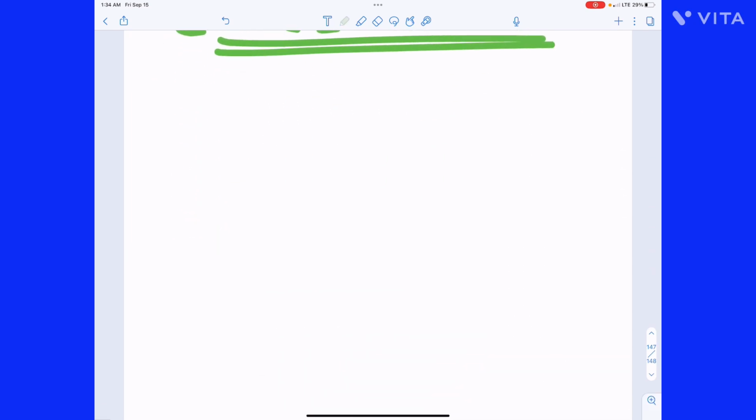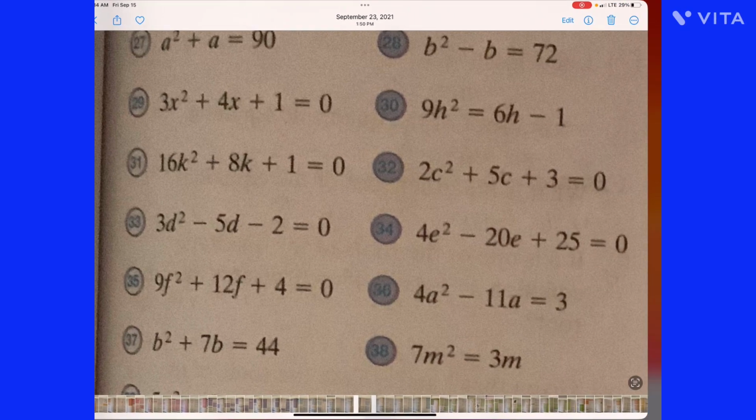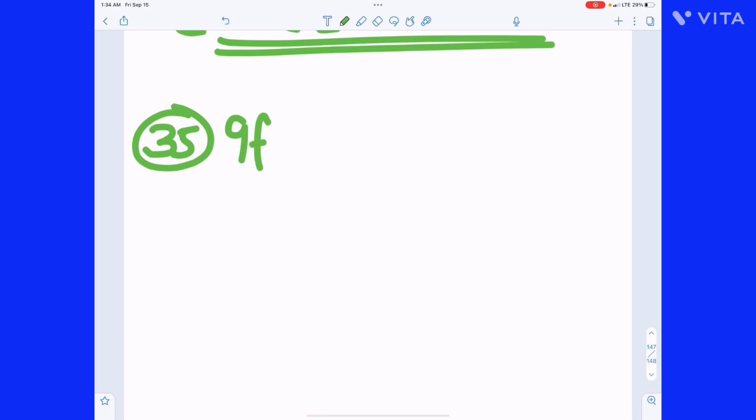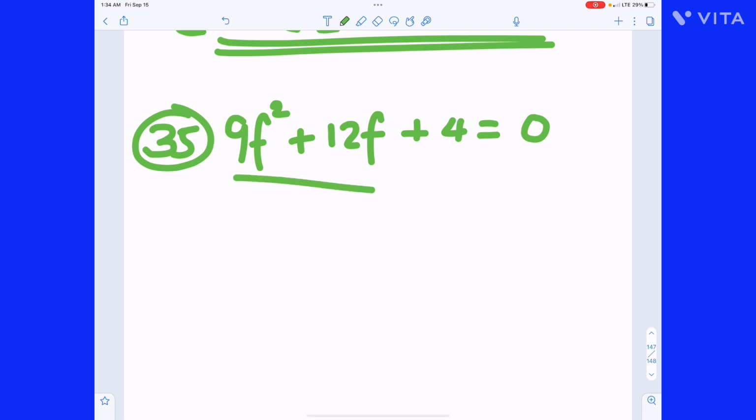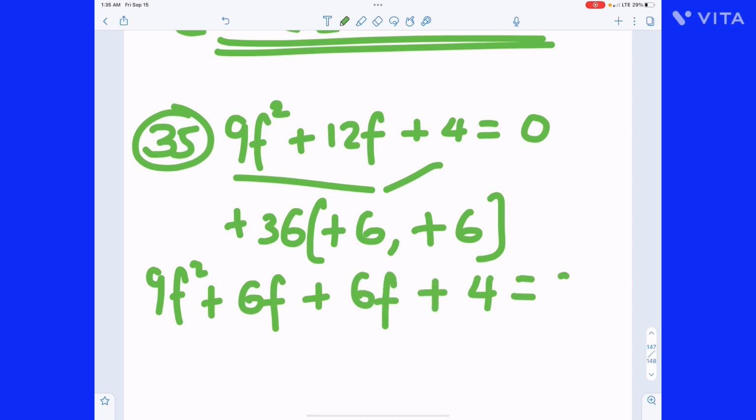That was 34. Let's go to question 35. 9f squared plus 12f plus 4 is 0. 9 times 4, that's plus 36. Two numbers that we add to give plus 12 and multiply to give plus 36 are plus 6 and plus 6. So this is 9f squared plus 6f plus 6f plus 4 is 0.